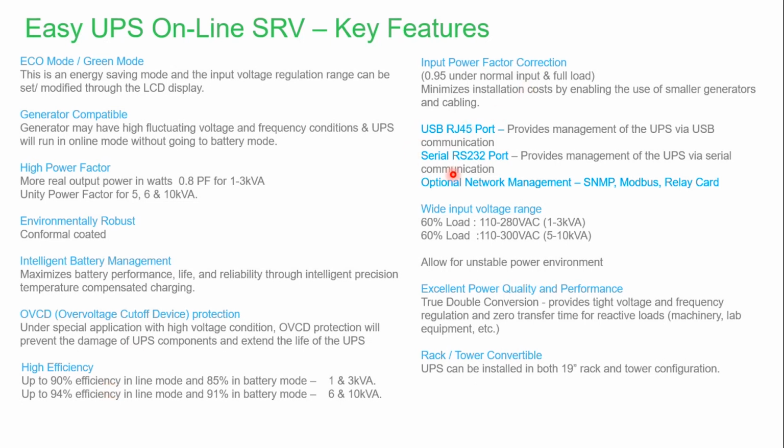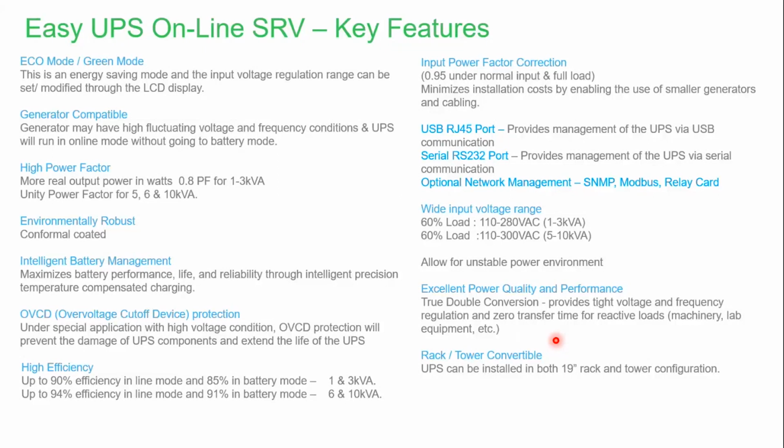These are the communication ports: USB, RJ45, serial 232 port. Then we also have SNMP, Modbus, and relay card options for this online UPS topology. This wide range input voltage I have already discussed with you. Another one is excellent power quality and performance. So it's a true double conversion. I have already discussed the topology with you, which tells us why it is true double conversion.